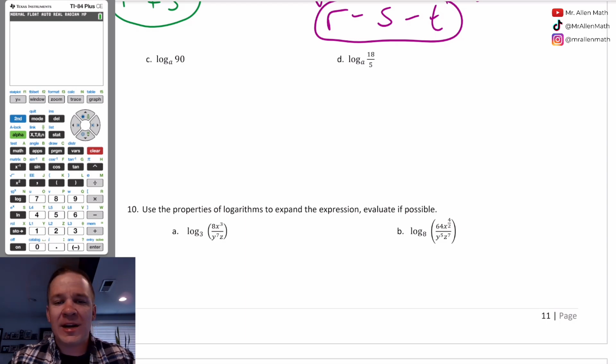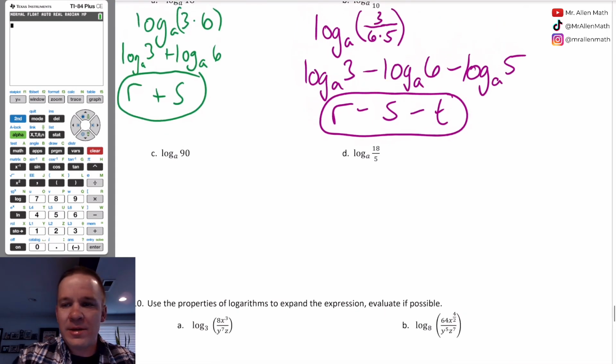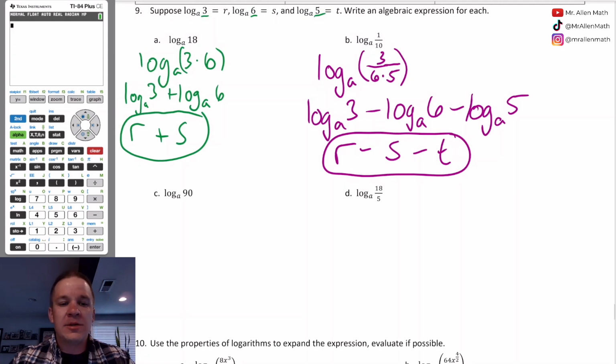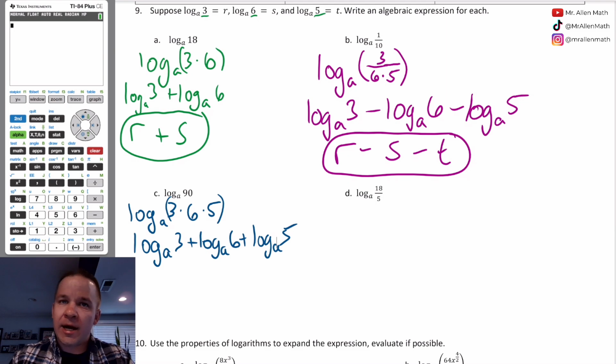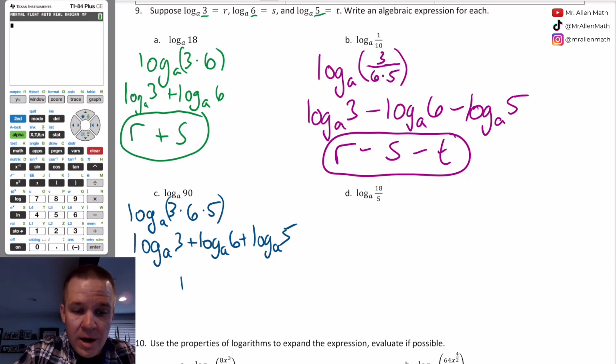So log base a of 90. We kind of need these guys up here still. Oh, there we go. All right. So log base a of 90. I got to get 3, 6, and 5 to give me 90. Well, we did say that 5 times 6 is 30. What if I multiplied that by 3? That's 90. There we go. So that's what we're going to write up. So we got 3 times 6 times 5 is 90. And now since they're all multiplication, I can break them all up into addition. Excellent. So we have all of them expanded out, right? It was multiplication, turns to addition when we expand. And now I just have my log base a of 3 is equal to r. And we have log base a of 6 is equal to s. And then we have our t.